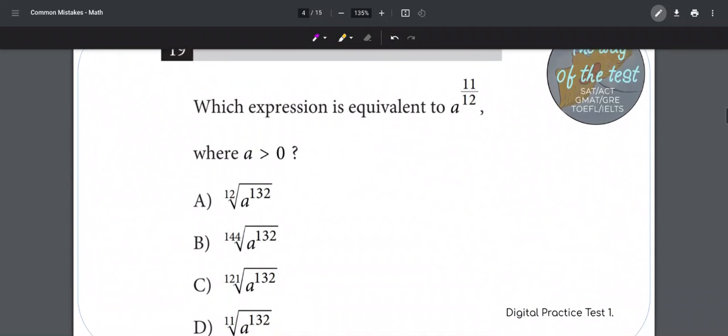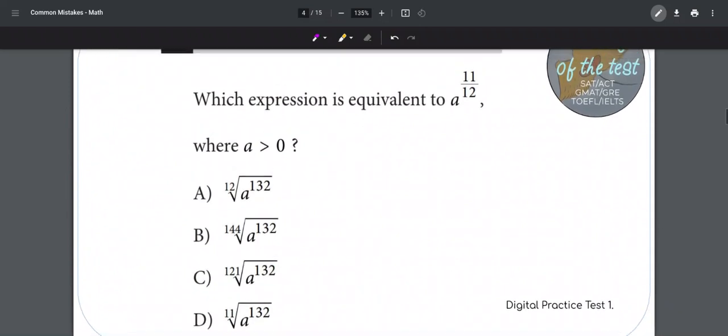For example, here, this question is question 19 from the digital practice test number 1, from the PDF version of the digital practice test. And this is an exponent question. Okay, I'm not going to solve it. You can solve it. And actually, the answers are going to be at the end of the video. You can solve all the examples that we're doing. I'm just going to explain what type of mistakes you may make.